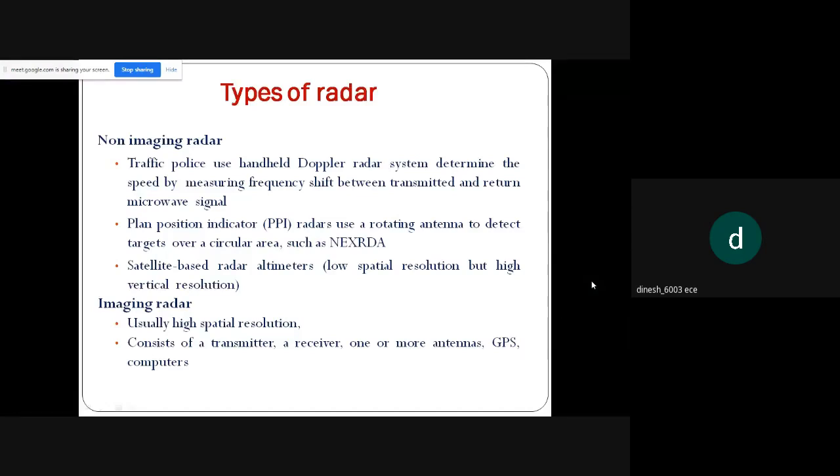And the next is imaging radar. Imaging radar uses images of high spatial resolution. This consists of a transmitter, a receiver, one or more antennas, GPS, and computers for computing. This will have cameras fixed along with the microwave frequencies such that it can give higher resolution.